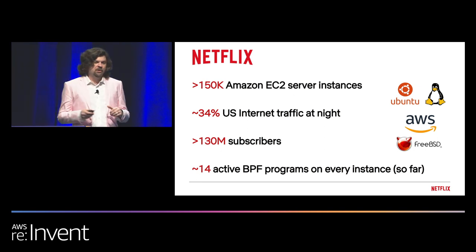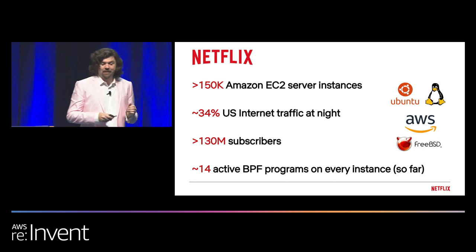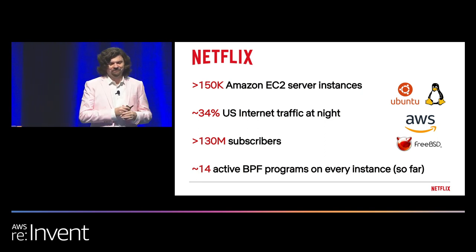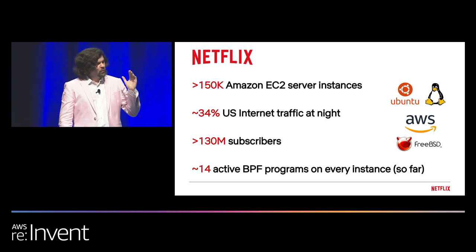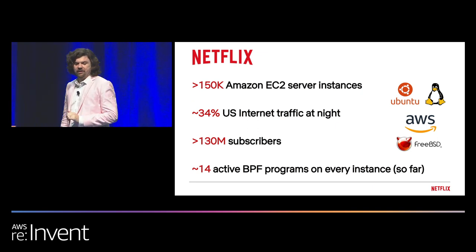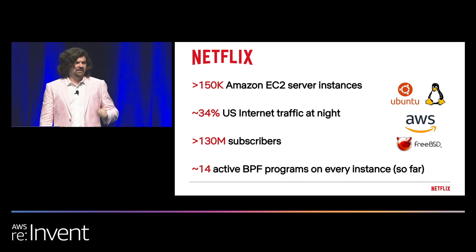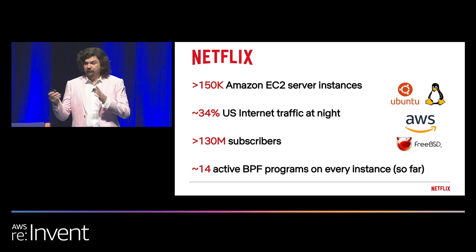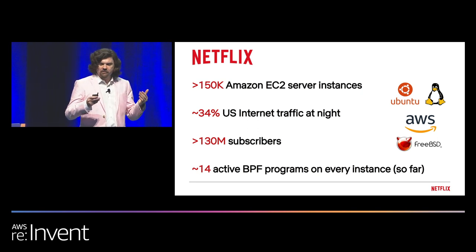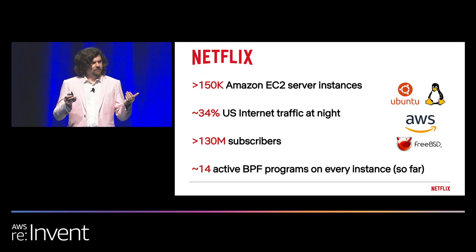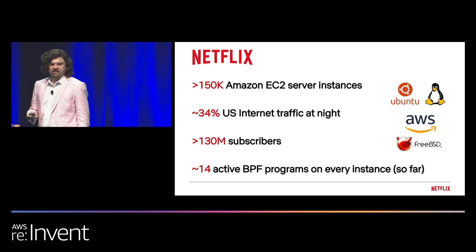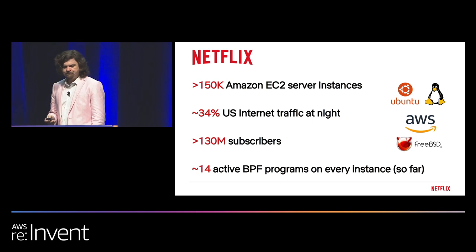I work at Netflix. We have over 150,000 Amazon EC2 server instances. It's a great place to work. And we have over 14 active BPF programs in our base AMI. We're now at 15 because we just added one for doing flow accounting, so that we can log whenever a service connects to another service and then visualize that and look at the logs. And I'll talk more about that in a moment.